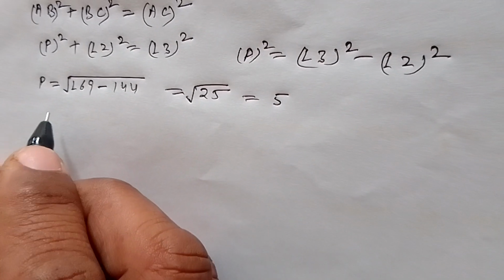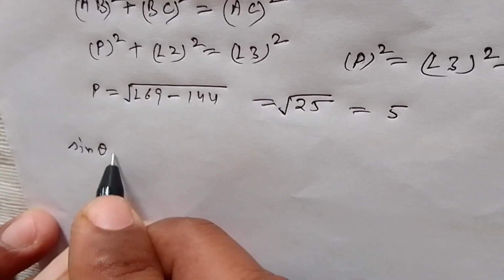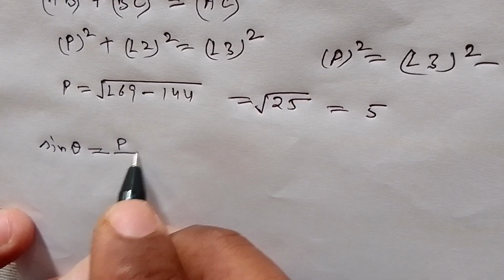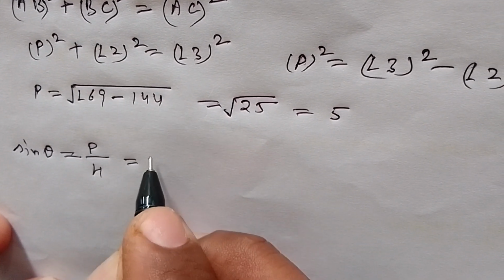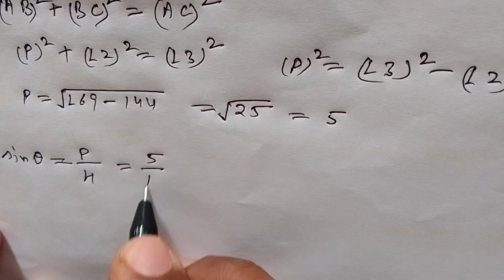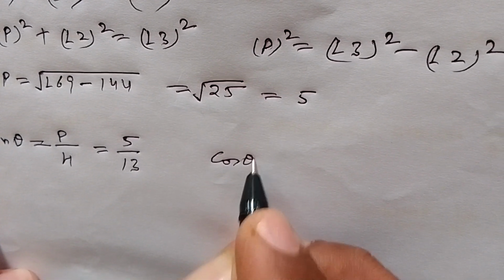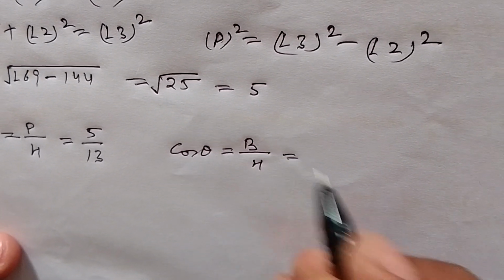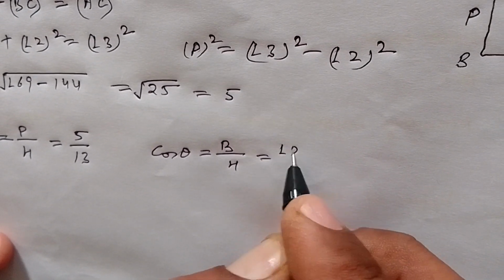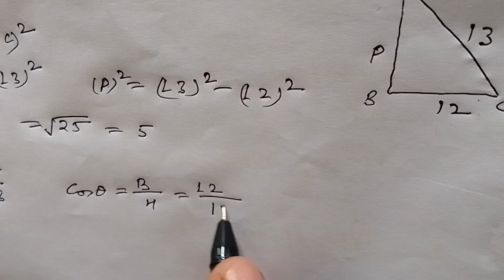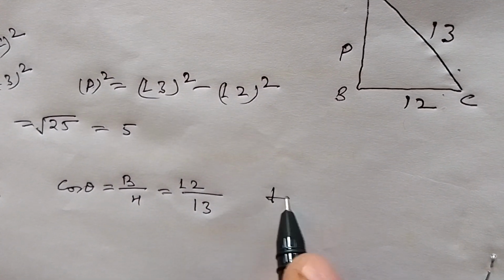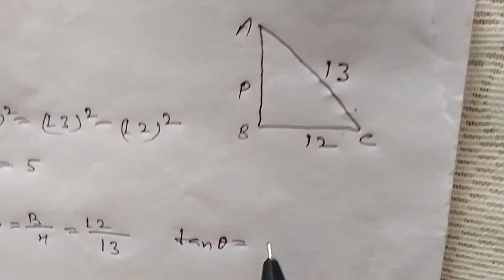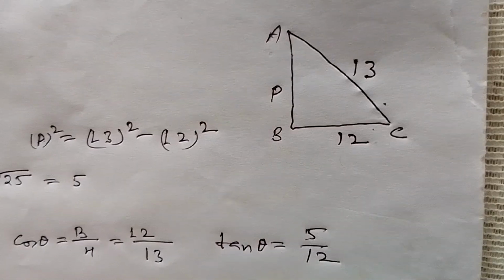So from this we can find other trigonometric ratios. Sin theta is perpendicular divided by hypotenuse, that is 5 divided by 13. Cos theta is base divided by hypotenuse, that is 12 base divided by 13 hypotenuse. Then tan theta is perpendicular divided by base, that is 5 by 12.